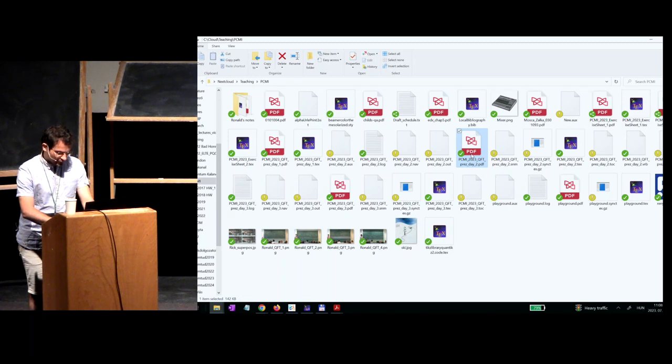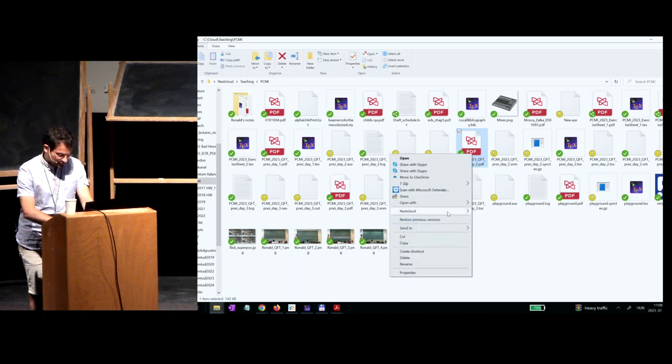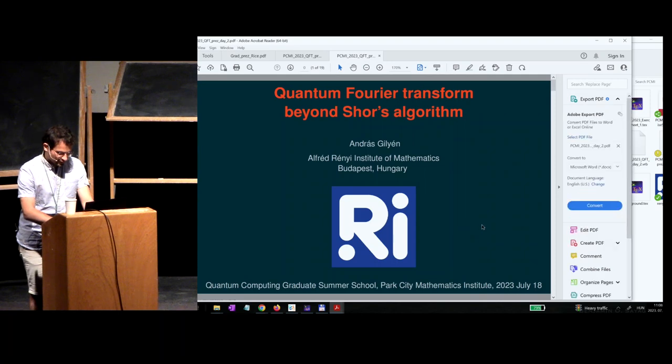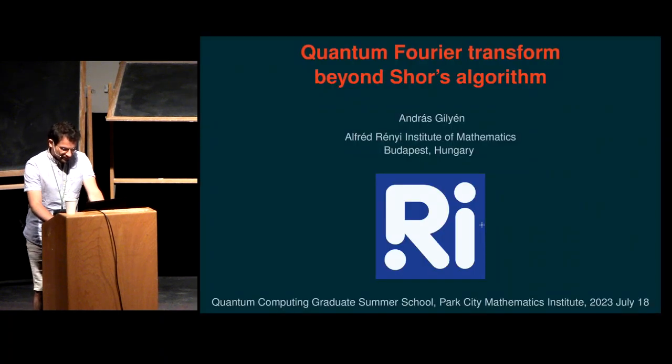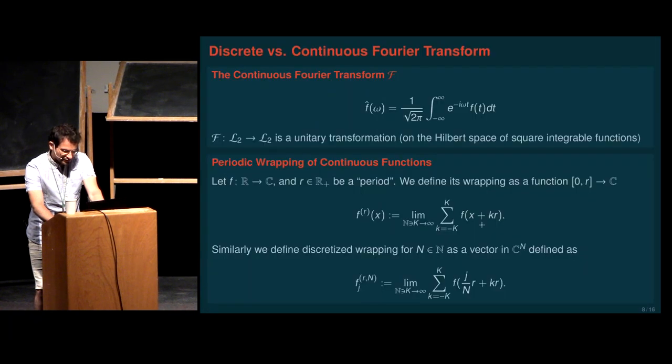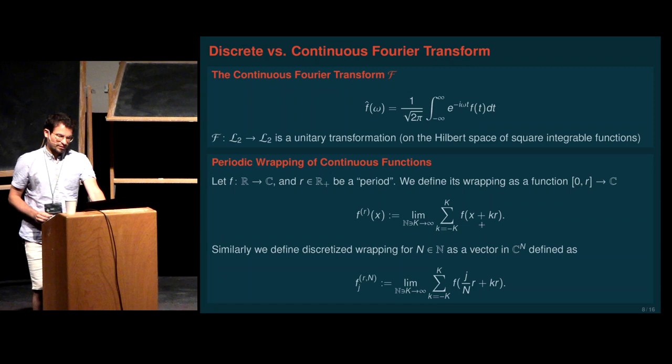Yeah, so I realized that I got some interesting questions, and also some of the questions, I guess, I could have given a better answer to. All right, so this was all regarding this continuous versus discrete Fourier transform.